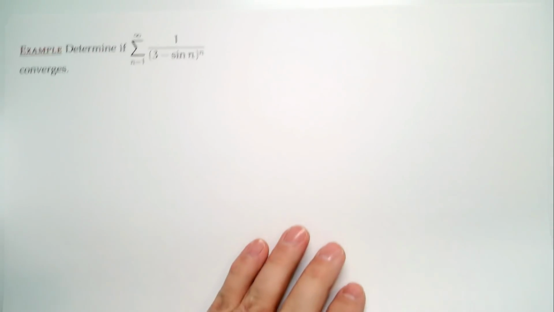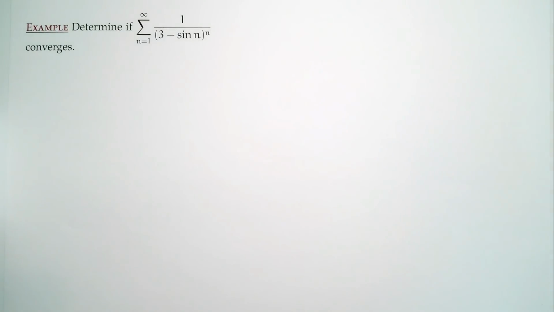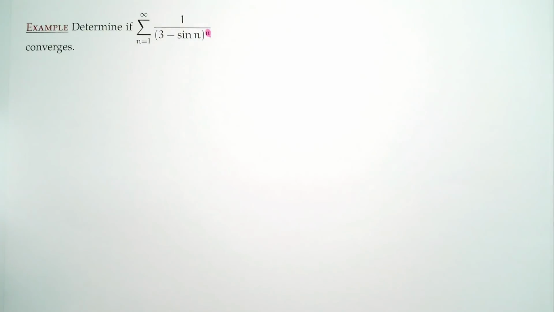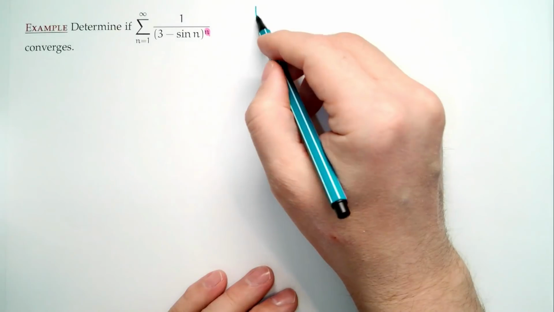All right. So, example. Determine if the sum from 1 to infinity of (1 over 3 minus sine of n) to the power n converges. Now, you might think, aha, idea. Look, I see everything here is raised to the nth power. So, if I see everything raised to the nth power, we can say root test. So, let's pull out our root test and see what we get.